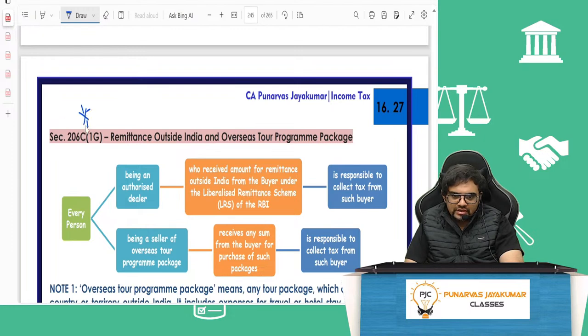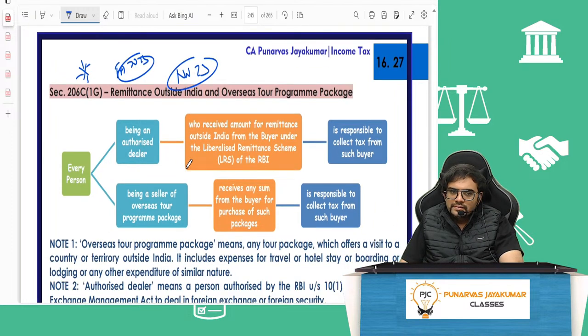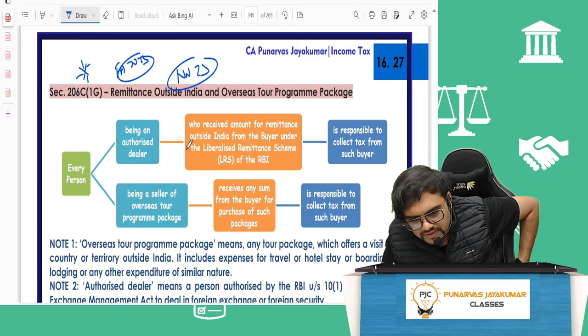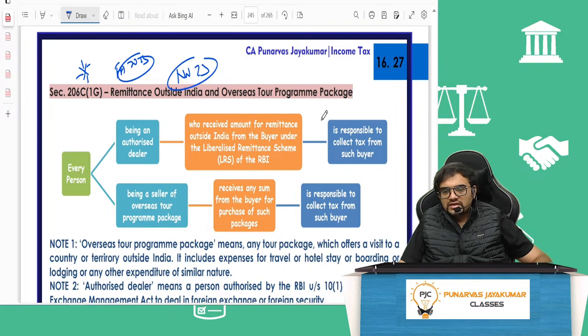1G is important. Why? Finance Act 23 has changed it. So the last time these provisions can come is November 23. Remittance outside India and overseas tour program package. Every person being an authorized dealer who receives an amount for remittance outside India from the buyer under the LRS, Liberalized Remittance Scheme of the RBI, is responsible to collect tax from the buyer.